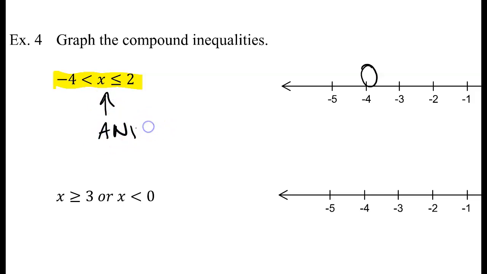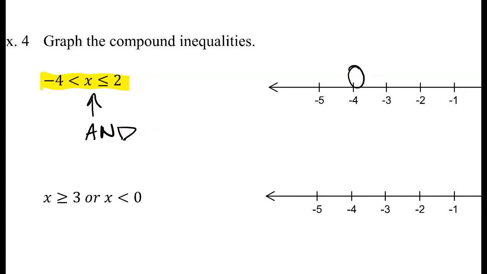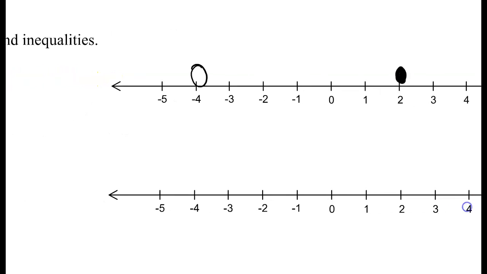So, sorry, that D does not look good. The AND statement means that I'm going to be shading in between the dots. So I'm going to go ahead and come over here, shade in between the dots for my AND statement, and that's my graph.